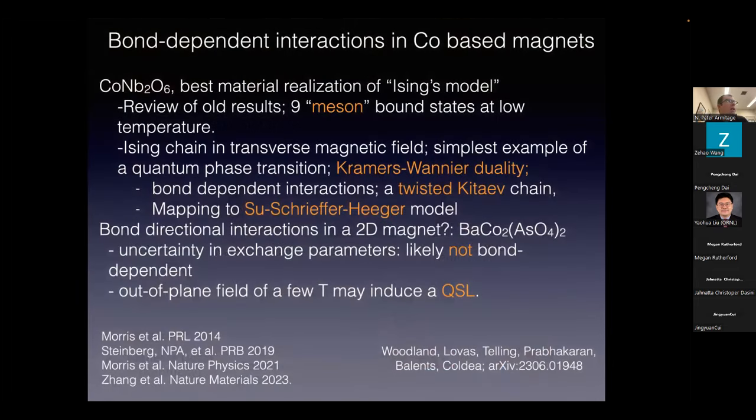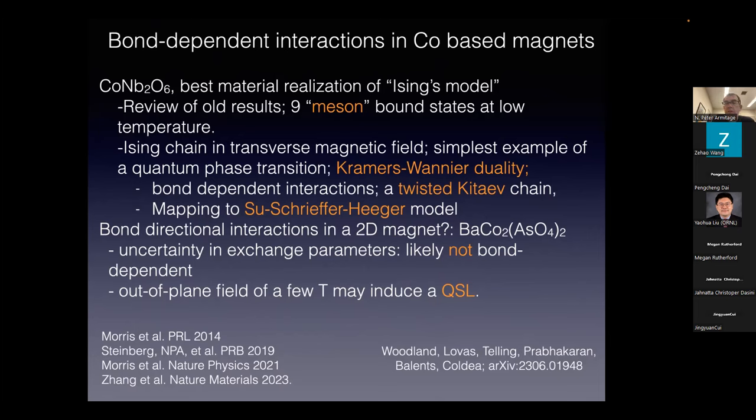Okay, so I'll give you my conclusions in the beginning. I'll tell you about this general topic of bond-dependent interactions in cobalt-based magnets. I'll tell you about cobalt niobate, which is thought to be the best material realization of the Ising model. A little bit of a review of old results. I think these are still beautiful, and it's important with our new understanding to put those results in context. So I'll tell you a little bit about the kinds of bound states that you can find in such a system, and then something about the new results.